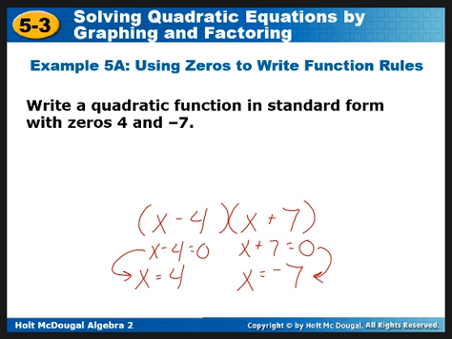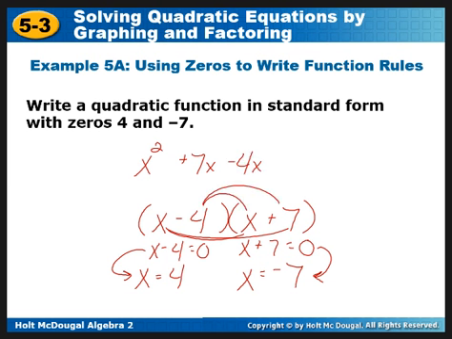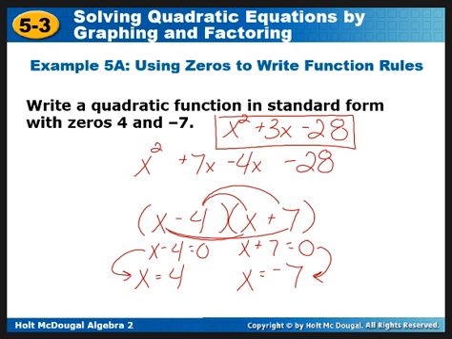So now to work backwards, we just have to FOIL. So x and x gives me x squared. x and 7 gives me plus 7x. This gives me minus 4x. This gives me minus 28. So x squared plus 3x minus 28 would be the original function. And technically we could probably put an f of x out front. A quadratic function that would have zeros of 4 and negative 7.